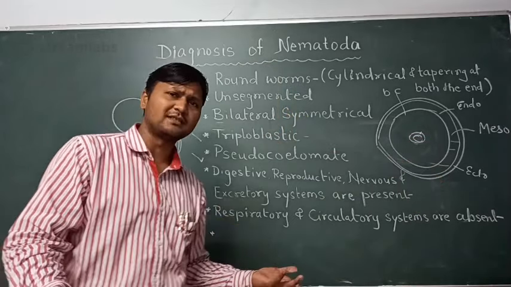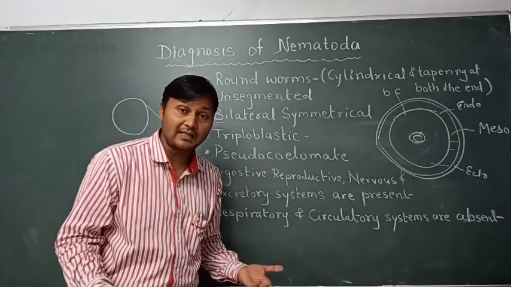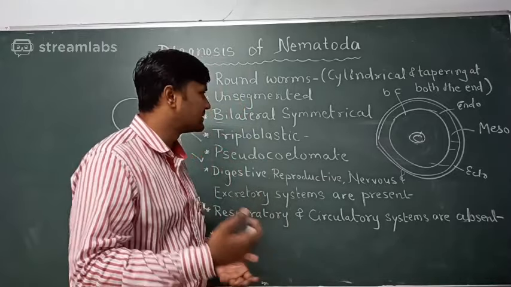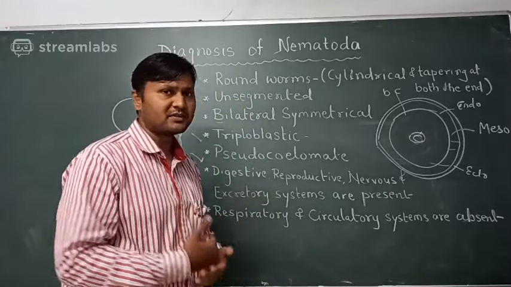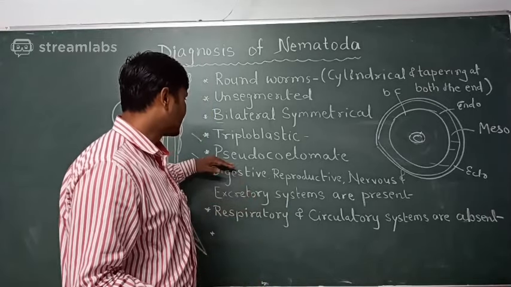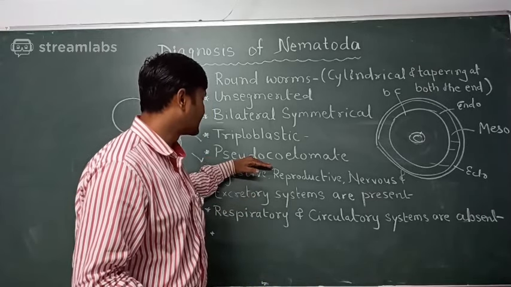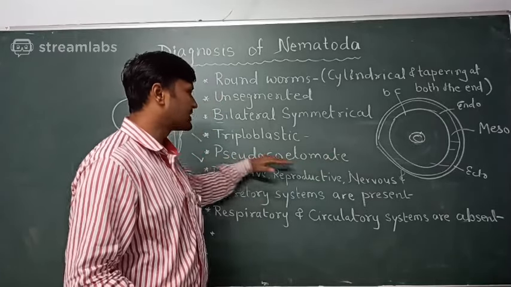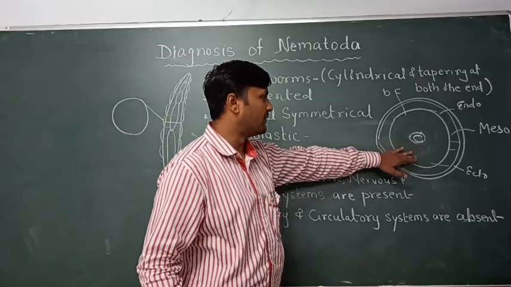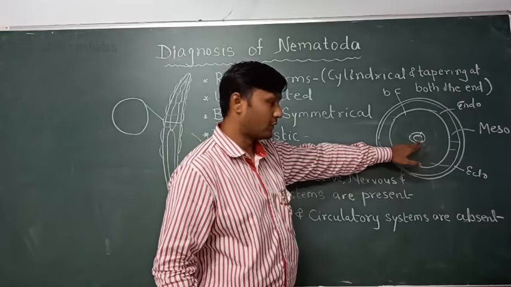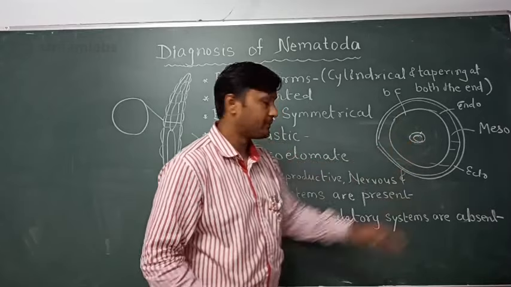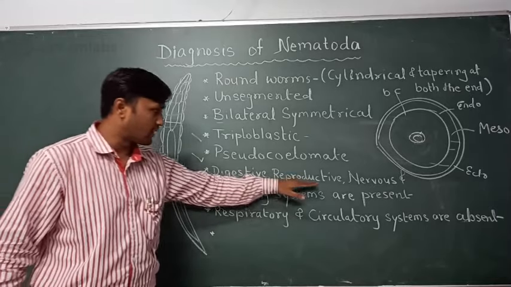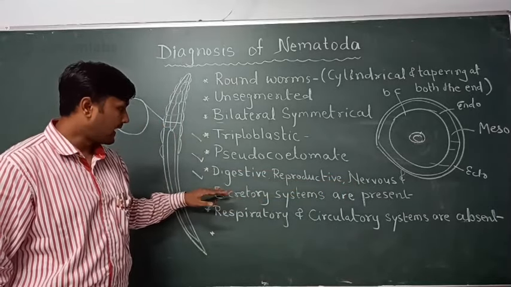In some books, it is stated that the mesodermal epithelium cells are absent. The mesoderm is pouch-like in appearance. So there are different definitions in different literature. But the basic definition is that pseudo means false and coelomate means body cavity. There is a false body cavity lying between mesoderm and endoderm.